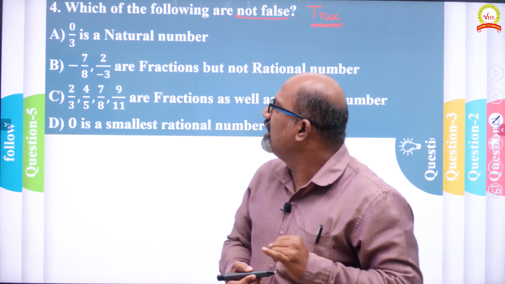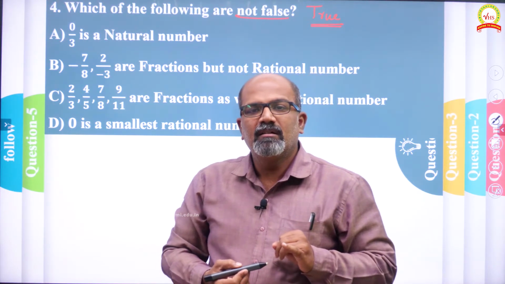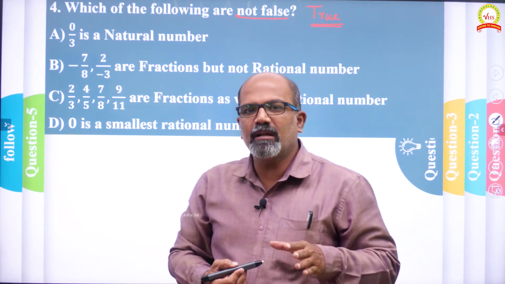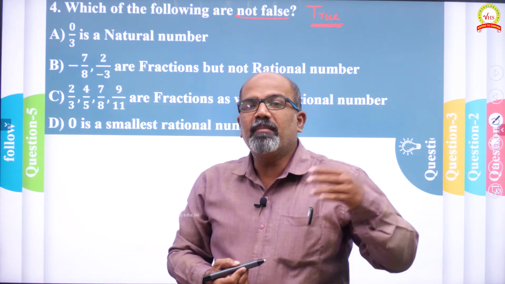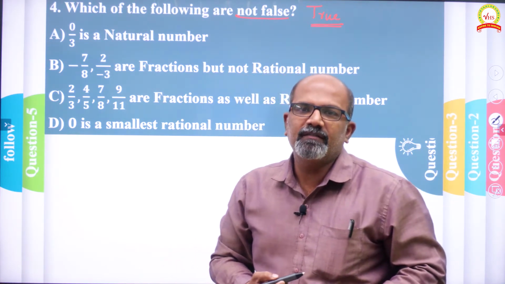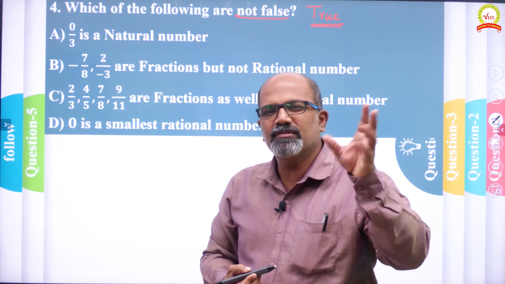But 0 by 3 is a natural number, it is given. All the natural numbers will come under the set of rational numbers, but not all the rational numbers will be under the set of natural numbers. Already we studied in the property. I do not want to confuse much more.